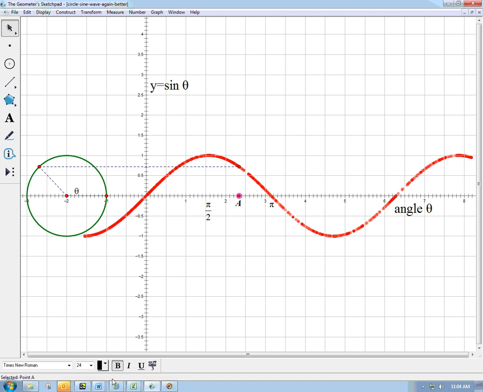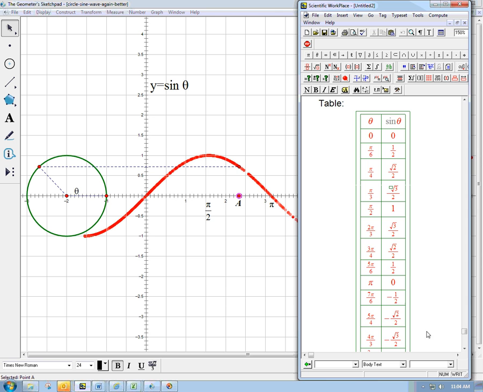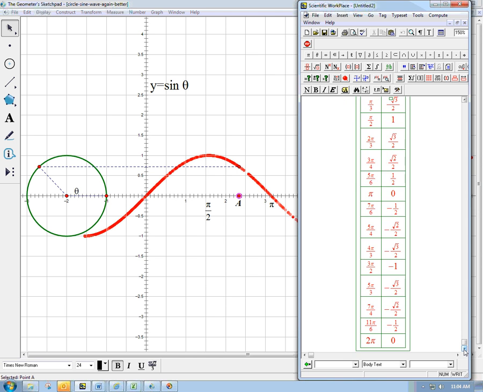So all these points that we could get off of the table show up on the graph. Notice that when theta is between pi and 2 pi, we get all these negative values: negative and then more negative and then coming back to 0. I won't do every one of them because it gets boring.